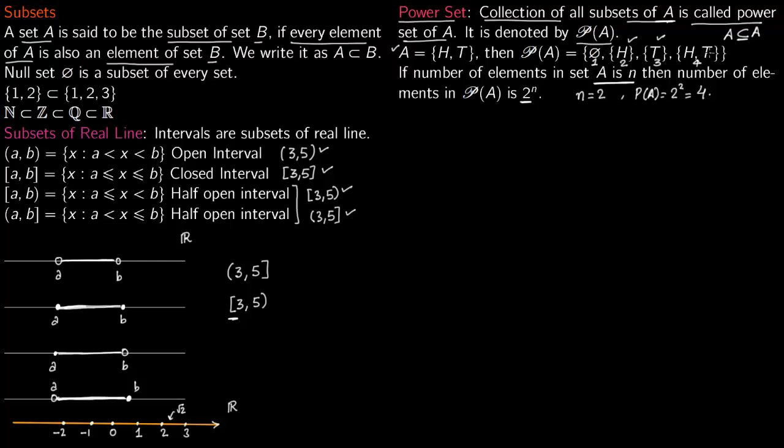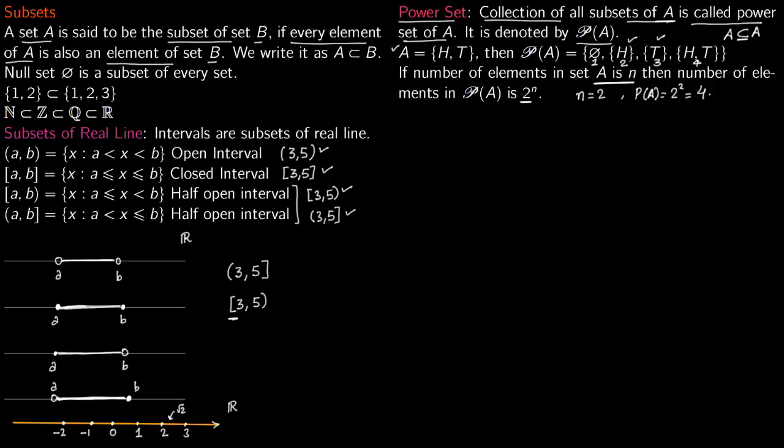Each of the subsets is an element of the power set. So the power set is a collection of subsets of A. Each of these is a subset, and each subset is actually an element of the power set. So we have converted subsets to elements of a set, and this big set is the power set.